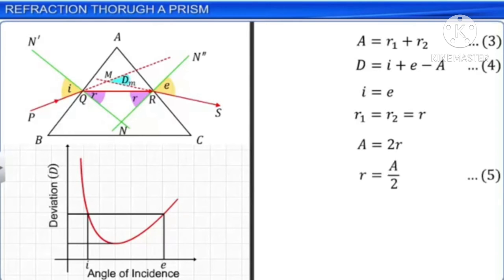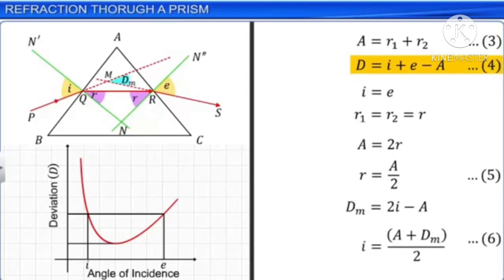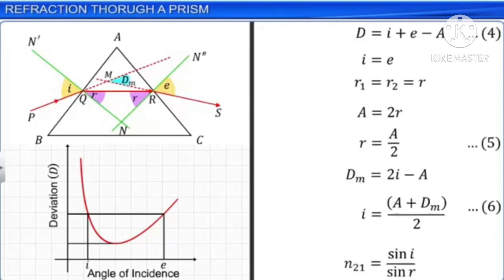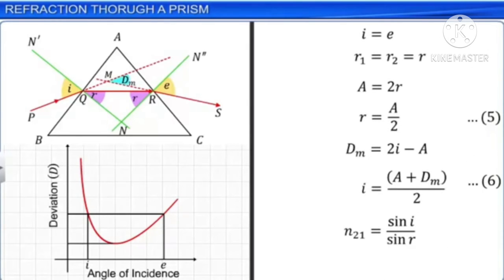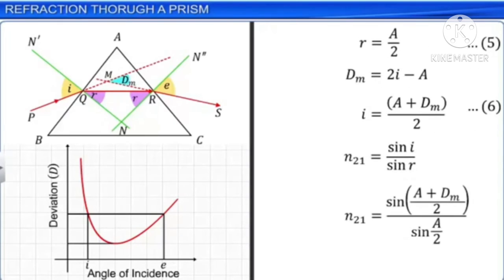But the refractive index of the material of the prism, n21, is equal to sin I by sin R. On substituting the values of I and R from equations 5 and 6, we get n21 is equal to sin((A plus dm) by 2) by sin(A by 2). Let this be equation 7. Using equation 7, the refractive index of the material of the prism with respect to the surrounding medium can be found accurately. In this method, the values of A and dm are found experimentally.